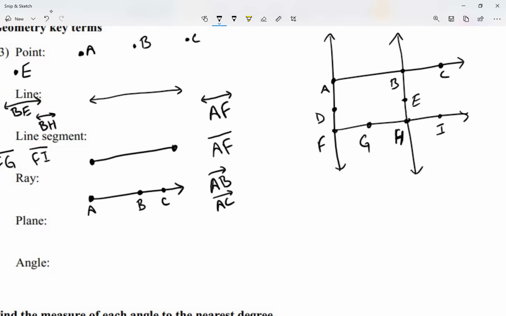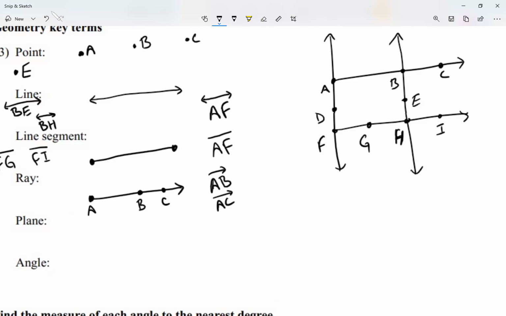When I call it AB, I'm saying it starts at A and goes through B. So it starts at A and it goes through B. When I call it AC, I'm saying it starts at A and goes through C. So that's why I said it is the same ray.